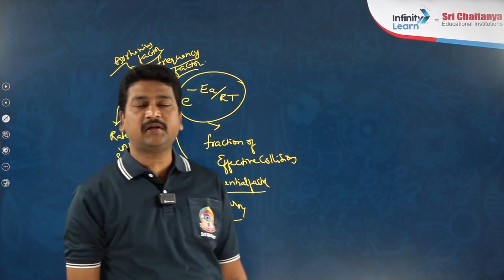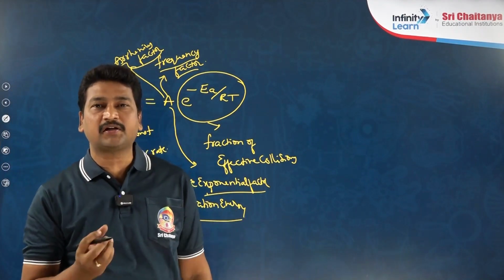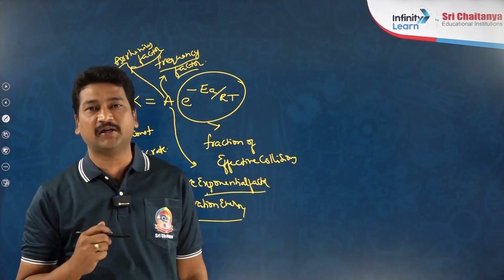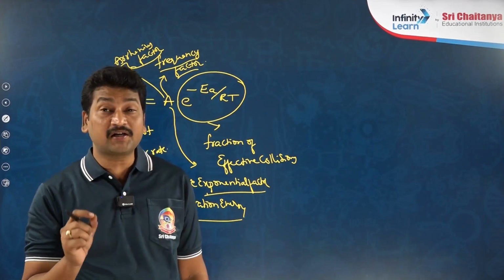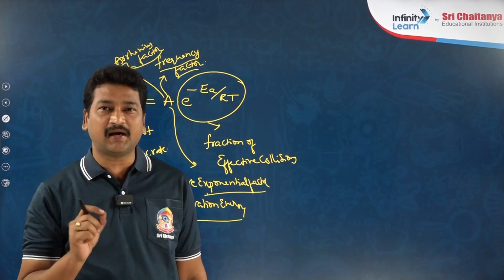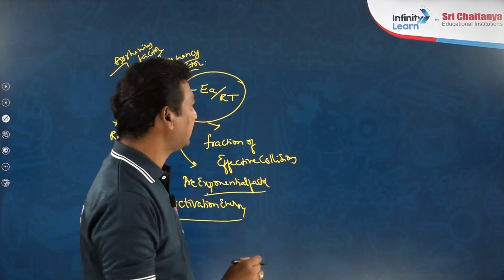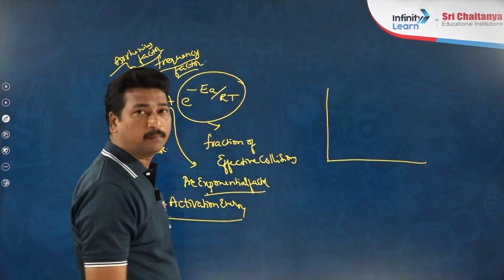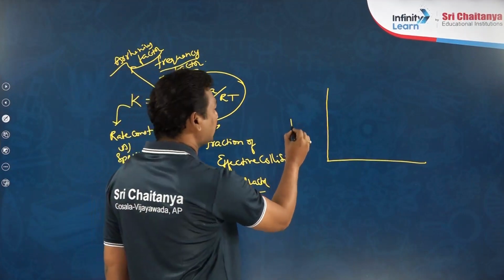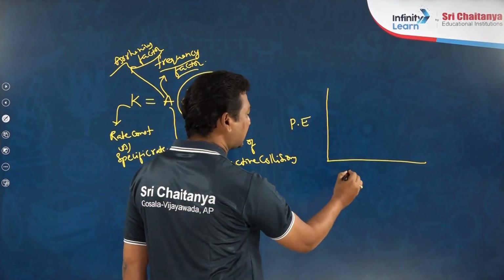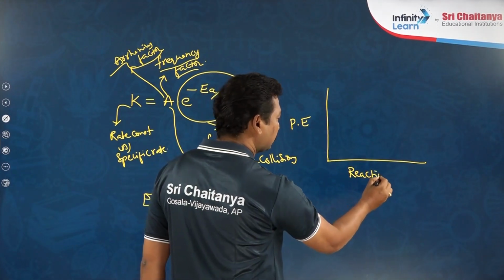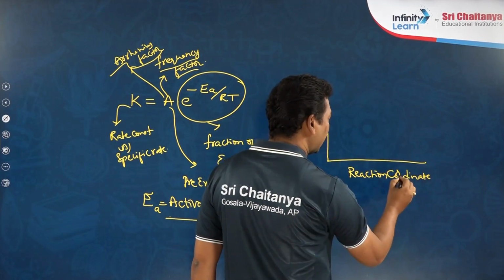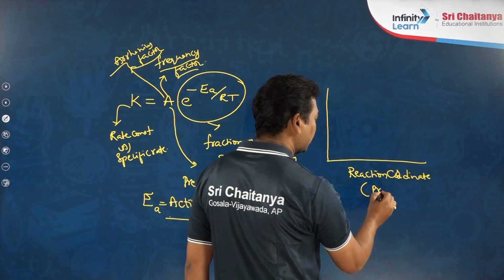What is the activation energy? Activation energy is the minimum additional amount of energy required by the reactants to attain threshold energy. I will explain how the activation energy arises by plotting a graph between the potential energy and the progress of the reaction, which we can say is the reaction coordinate.